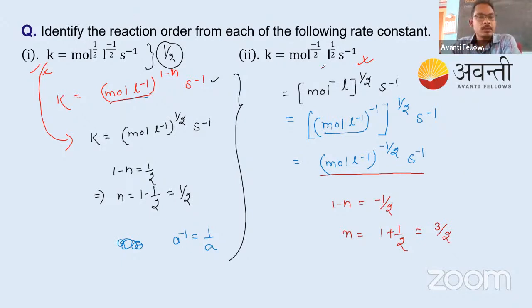Whatever is given to you, you have to arrange it such that you get the term mole per liter to the power something per second, so that you can relate this one with the standard equation. Okay. So everyone done? Everyone understood how we get the order of this first equation? This is half, and for the second one, this is 3/2.